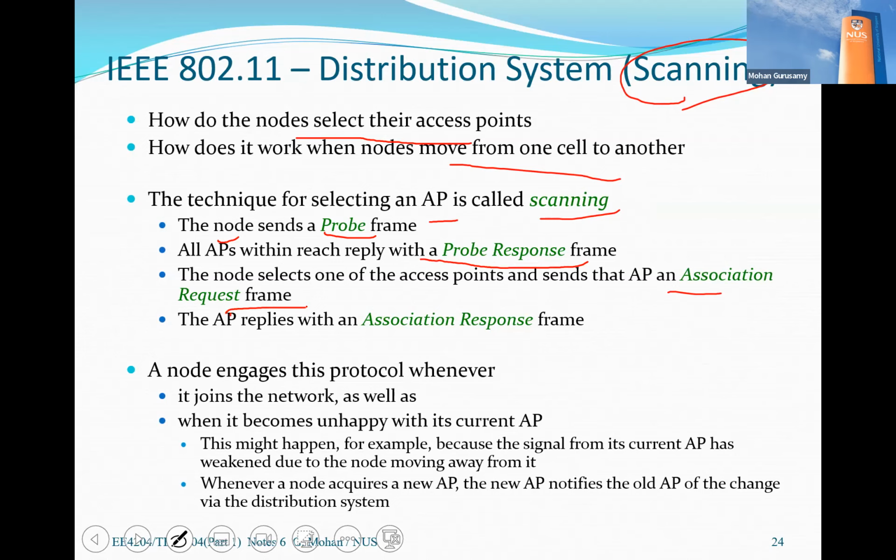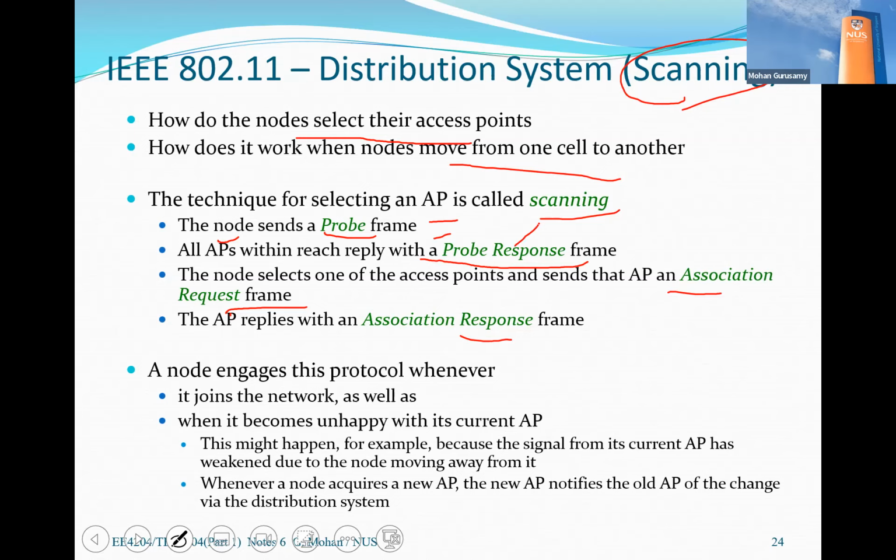Then the access point replies with an association response. So the node periodically transmits probe frames, and the access points will reply with a response. They call it a probe response. "Hi, I am access point 1." "Hi, I am access point 2." "This is my specification or data rate, etc."